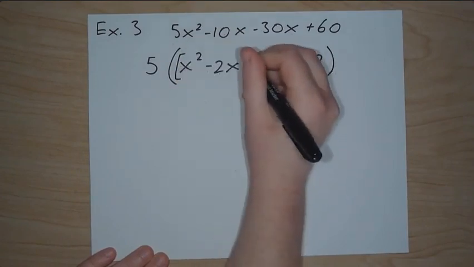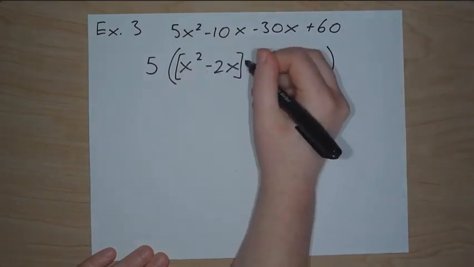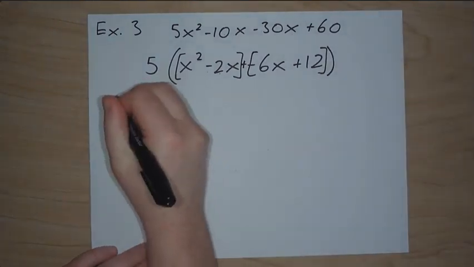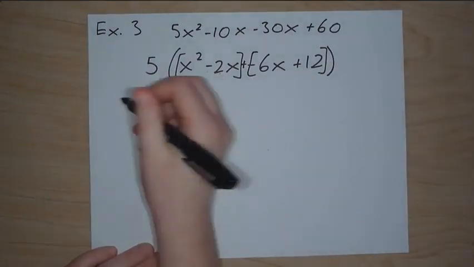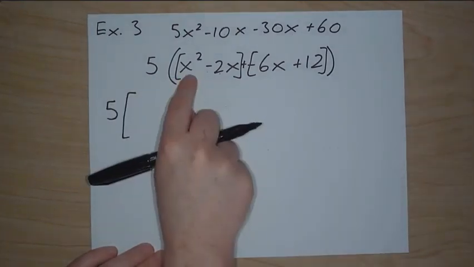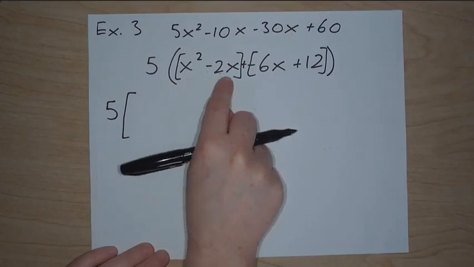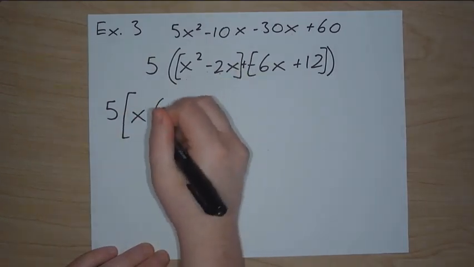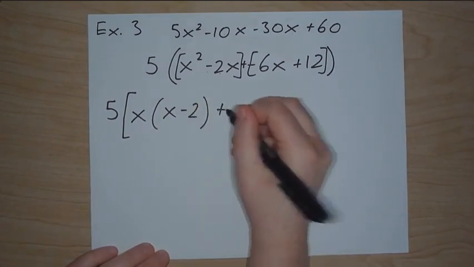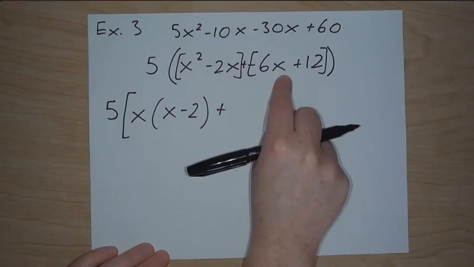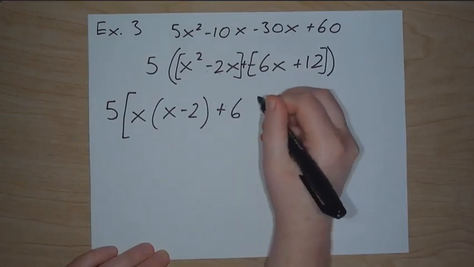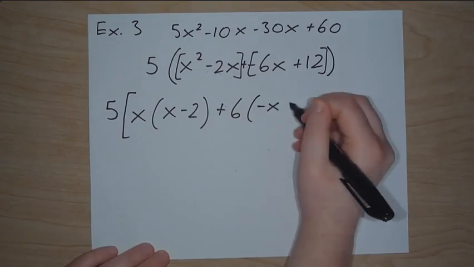So we will create two different groups. This first group, I'm going to add a plus here, and this group. And then we're going to pull out the GCF between these two groups. So we have 5. Just going to leave that there. If we pull out the GCF from x squared minus 2x, we're left with just x. And so we have x minus 2 once we pull out that x. The GCF of negative 6x plus 12 is going to be 6. So pulling out a 6, we have negative x plus 2.